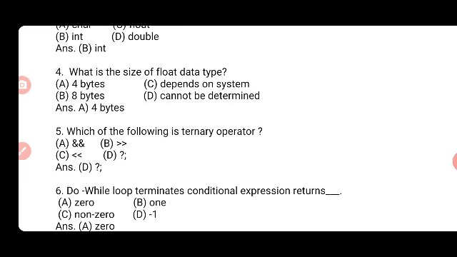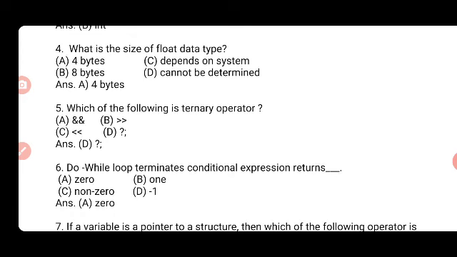Next, fifth question: which of the following is the ternary operator? Four options are given to this question. Option A and, option C less than symbols, option B greater than, option D question mark and colon. So according to the syntax of the ternary operator, option D is the correct answer, that is question mark and colon.